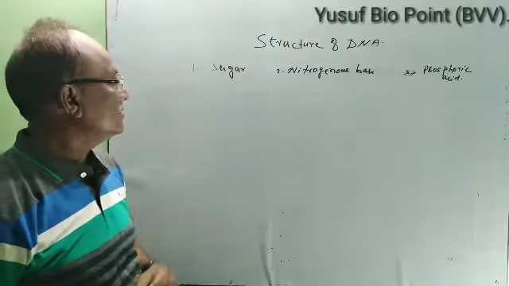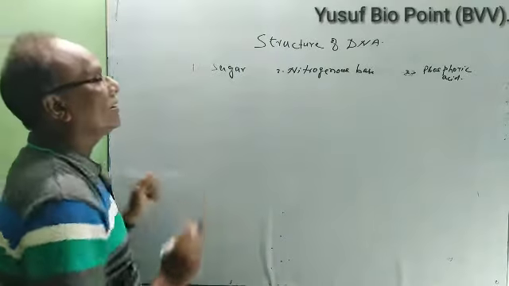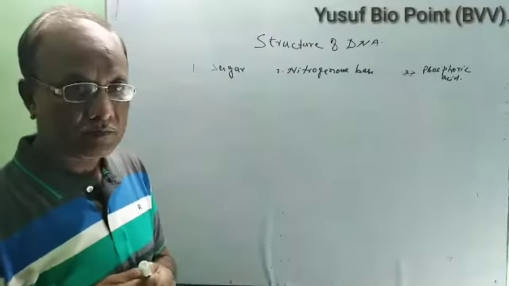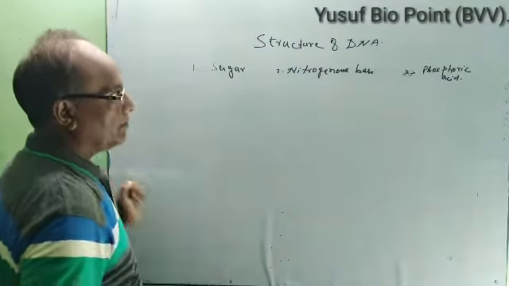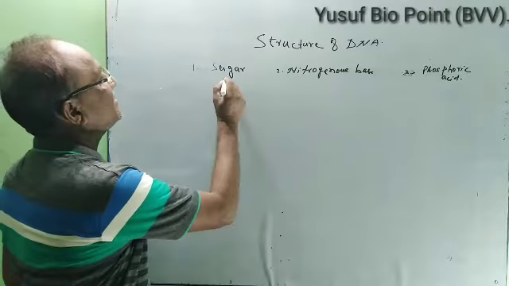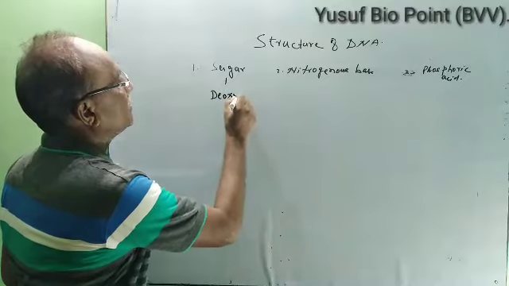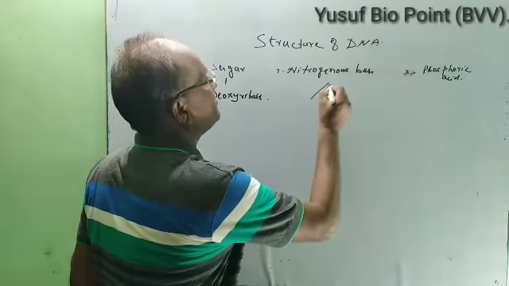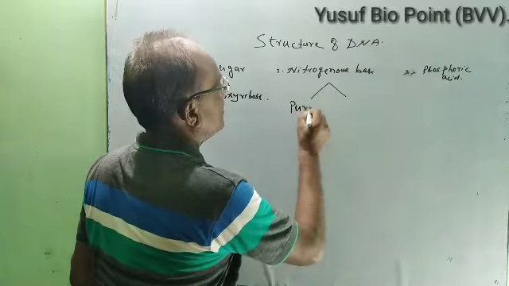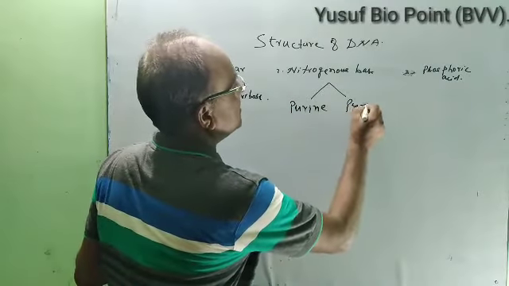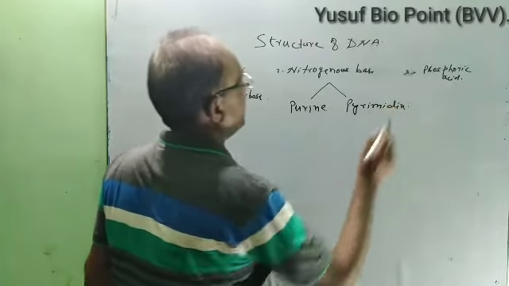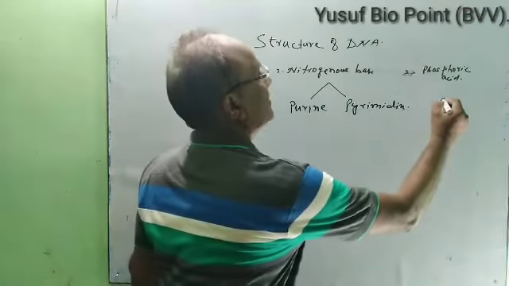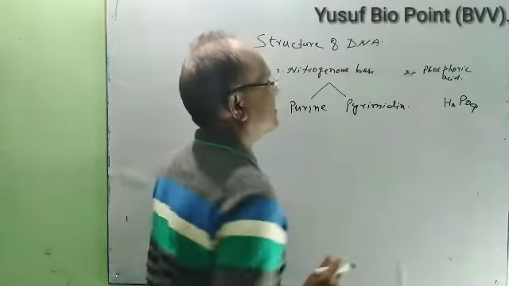We have to study the DNA, so we take only deoxyribose sugar. There are three parts of the DNA, and sugar, we have seen, is deoxyribose. Nitrogenous base is of two types. One is purine, next one is pyrimidine. So these are the two types. And this is H3PO4, that is phosphoric acid.